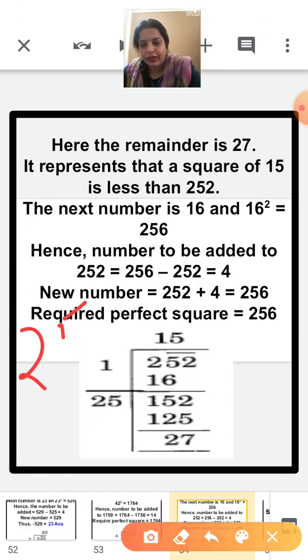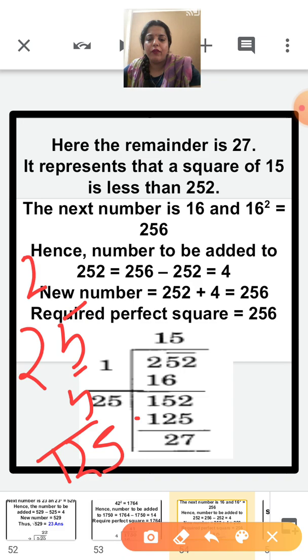Let's try with 5. 5 into 5 is 25. 5 twos are 10, then 125. So 152 minus 125, you are getting 27. So 27 is the remainder. So 15 is not satisfying this condition.